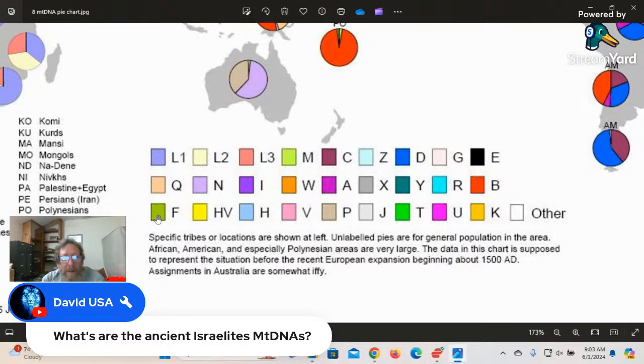And then there's the common ones in Europe, which F, I don't know, but it's the H, V, H, and V, and P, and J, and T, and U, and K. These are all Semitic.